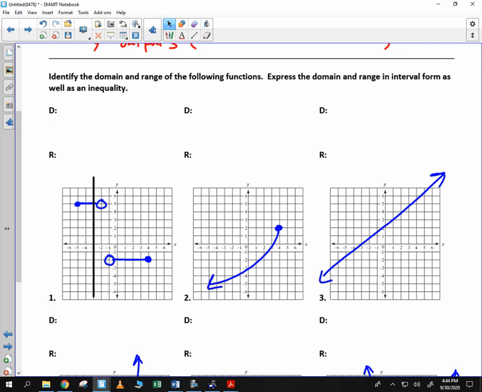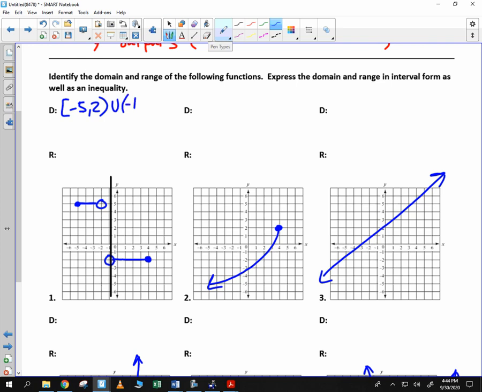In fact, the domain is going to be from negative 5 to 2. But then I have a parenthesis because you can see you have an open circle right there. I continue to drag that across. Looks like right after negative 1, I start to pick up values again. So I have union, negative 1, all the way over to 4.